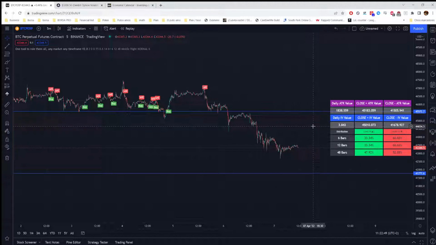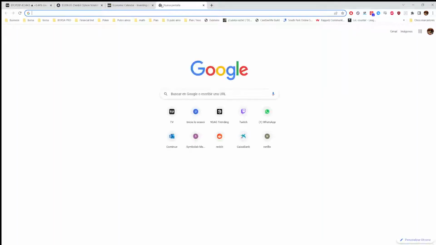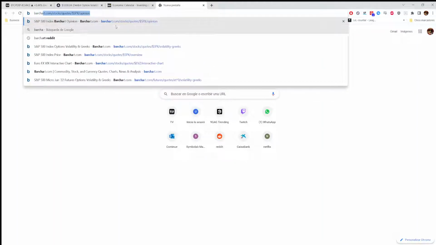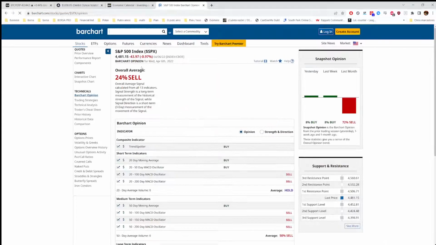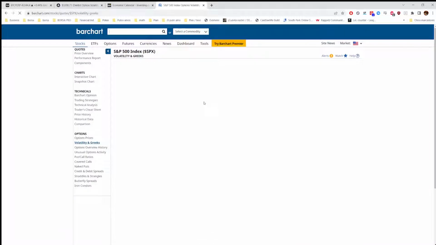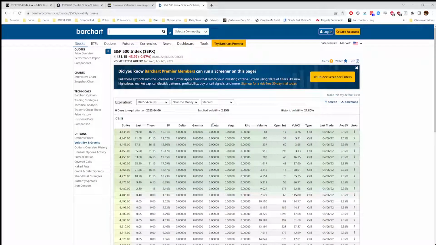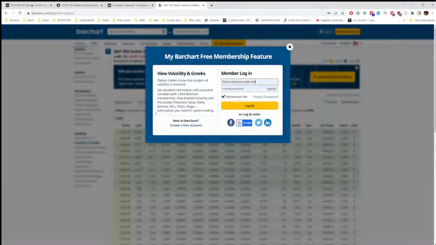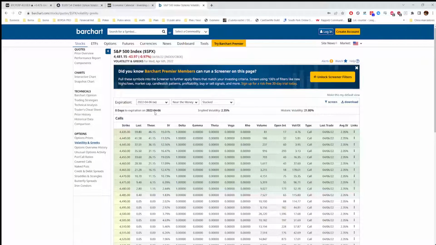So yeah, this implied volatility in general for the stock market, you can take it from the option chain, like for example Barchart. It's a good example for this one. In Barchart, we would go on volatility and Greeks, and here we would have the implied volatility and the historical volatility. This one doesn't work anymore because it's already expired. We would have to go for the 8th.